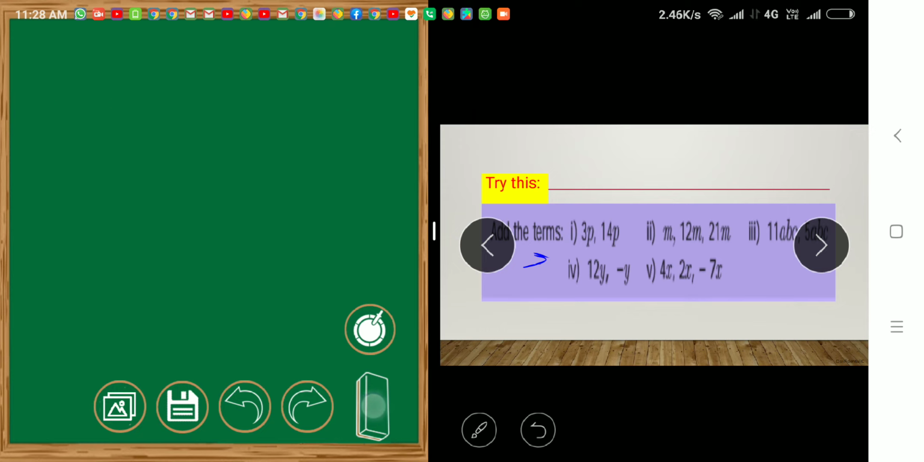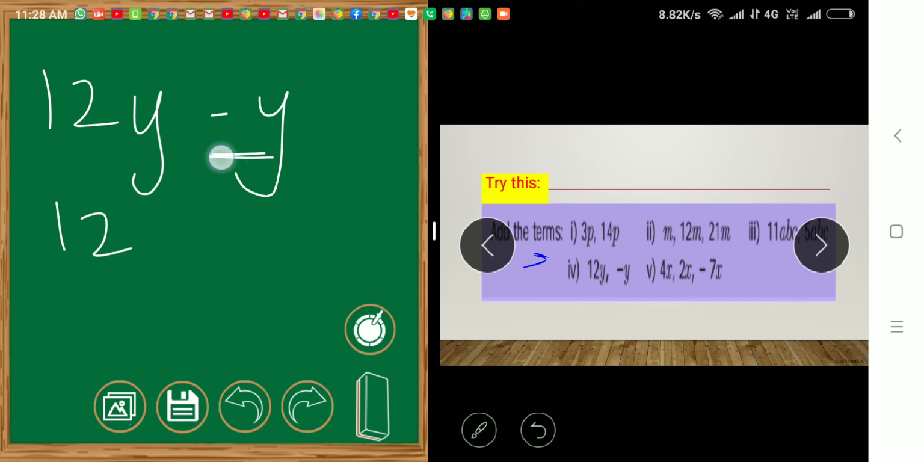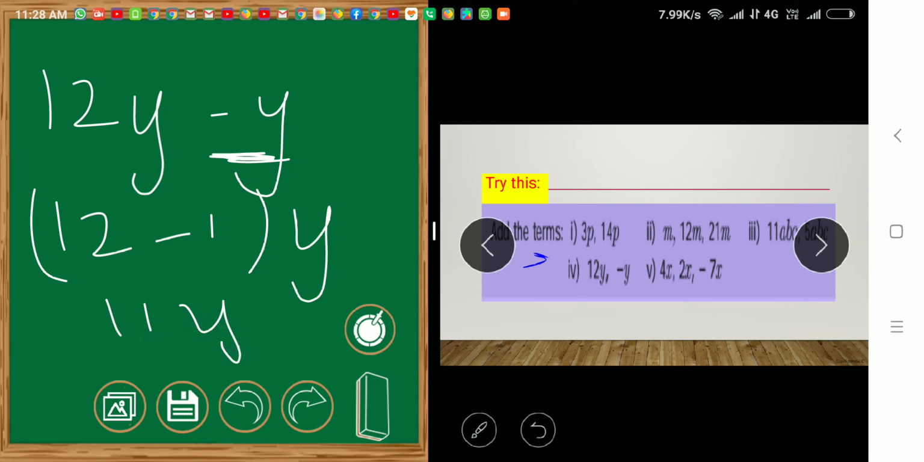The next one, 12y minus y is given. Though it is an addition sum, the values are given with a minus. So 12y minus y. You write the coefficient of 12 and then what is the coefficient for this? Minus 1. Take the variable y as common. 11y. This is how. So the answer is 11y.